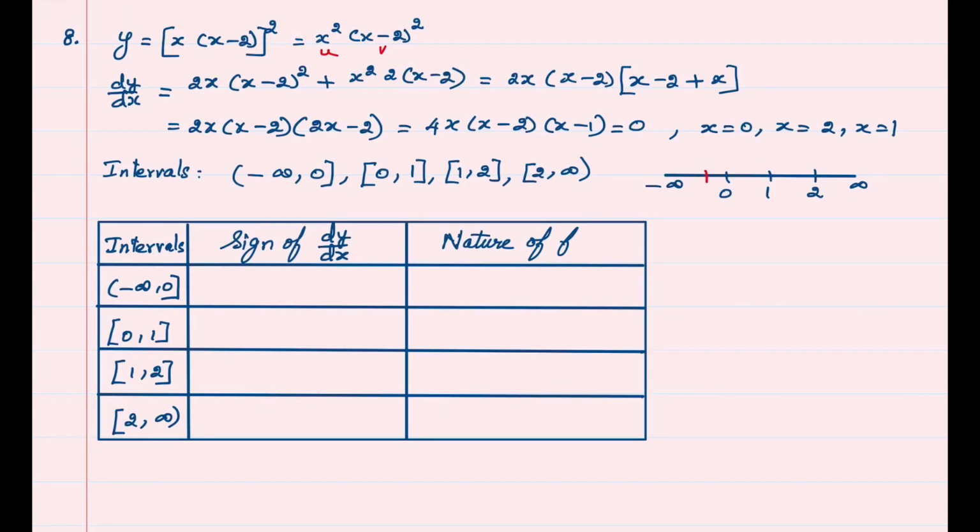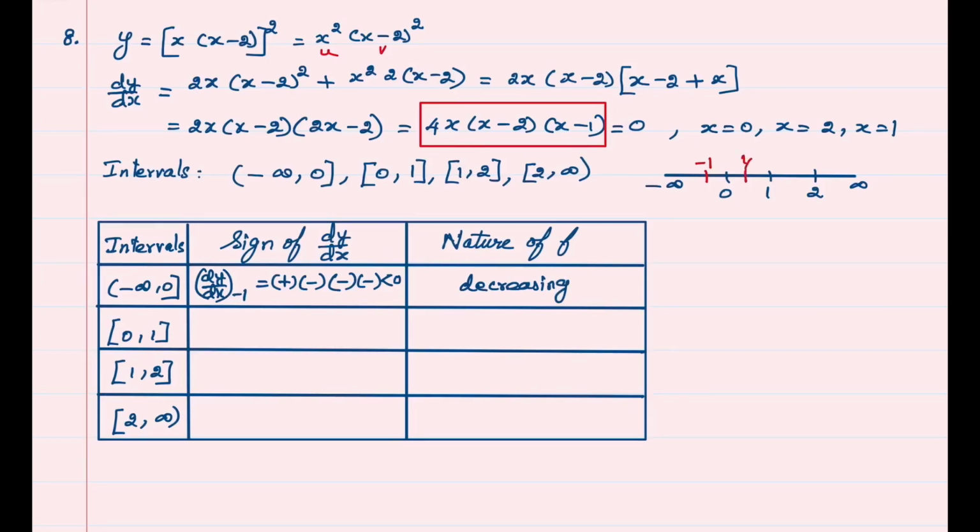From the first interval, we will substitute minus 1 for checking. We should not use 0 to check the sign of f dash because 0 is a critical value. Now we will check the sign of dy by dx. We will check in this factorization step dy by dx at minus 1. 4 is positive, x is minus 1 which is negative, minus 1 minus 2 is negative, minus 1 minus 1 is also negative. Product of 3 negative terms is less than 0. Therefore, f is decreasing in this interval.